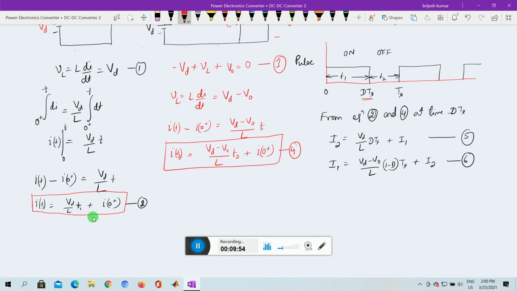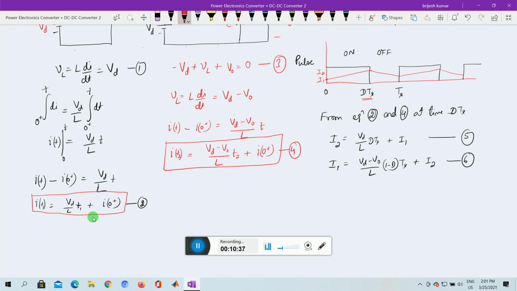that is the time. So if the current is rising from some value I1 to some value I2, and it is in continuous conduction mode, we can write here the initial value as I1 and the final value as I2 for equation 2, giving equation 5. And also we can get equation 4, where the initial value is I2 and the final value is I1.